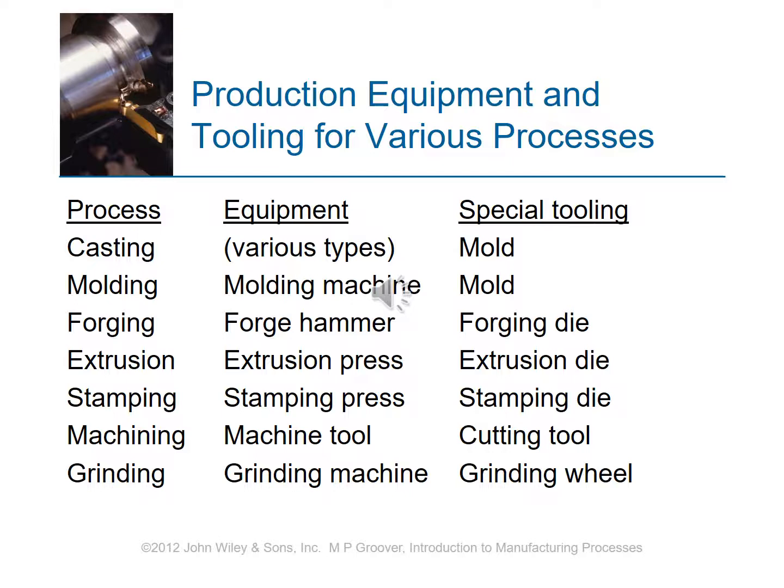I've got production equipment and tooling for various processes, right? So it's just a list. Say you've got casting, it's got various equipment. Special tooling would be a mold. And I'll just let you look at this. We'll talk about each one of these as we get in.